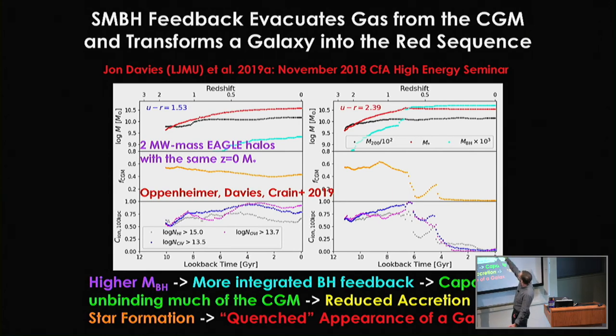You can't really see it. The cyan is the black hole mass on that scale. So this side is more like a Milky Way mass, a Sag A star black hole mass. And this is about 10 times more massive, or maybe 20 or 30 times more massive, more like 10 to the 7.8.